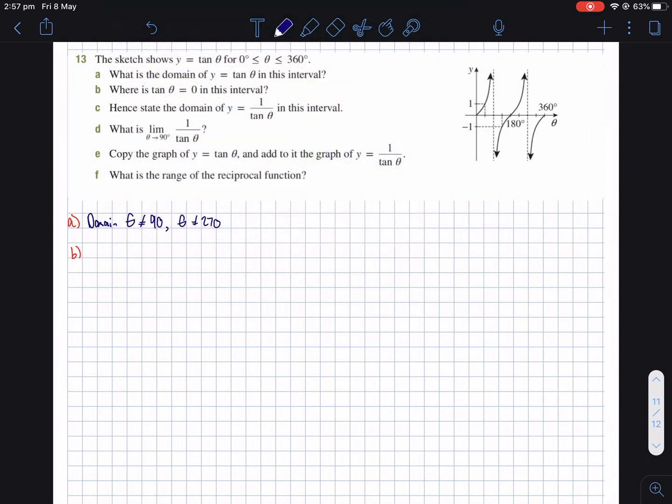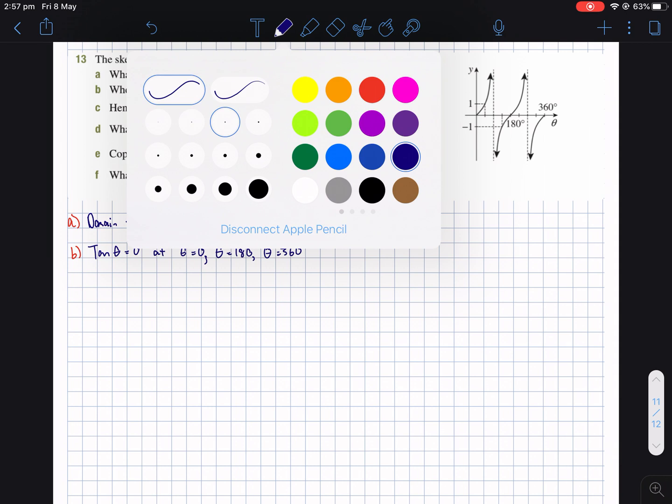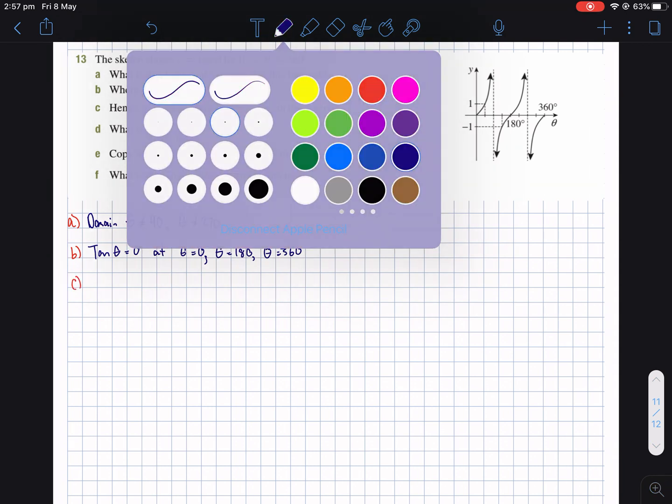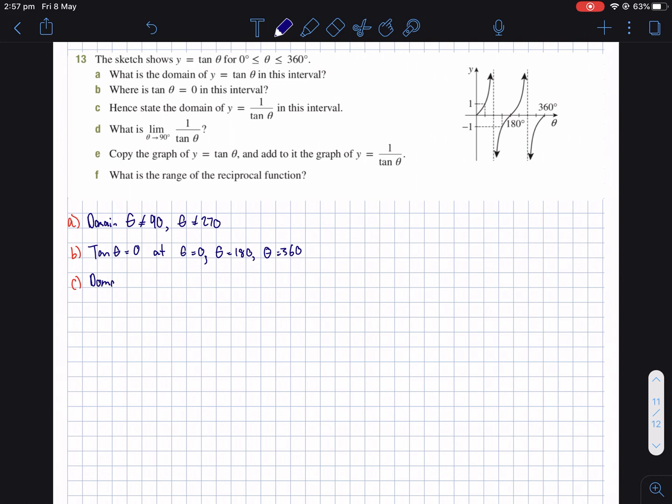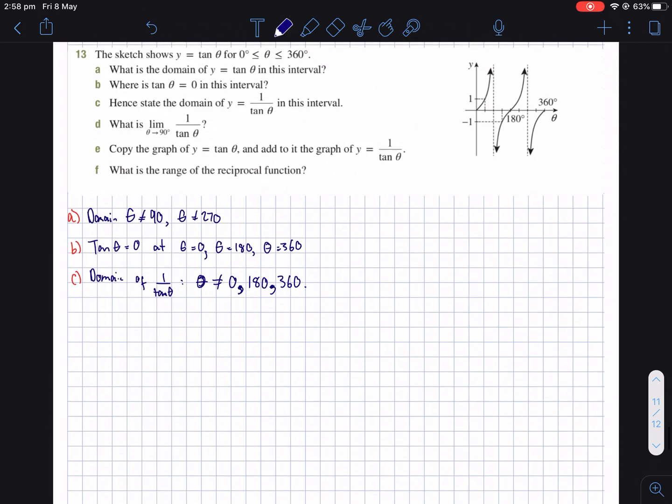Where is tan theta equals 0? Tan theta equals 0 at theta equals 0, theta equals 180, theta equals 360. Hence, state the domain of 1 on tan theta. Well, that makes sense because you can't have 1 on 0, so the domain of 1 on tan theta: theta does not equal 0, 180, 360. We're going to have asymptotes at those points.